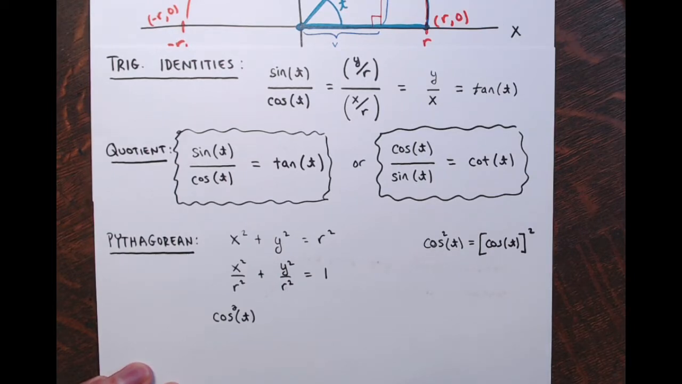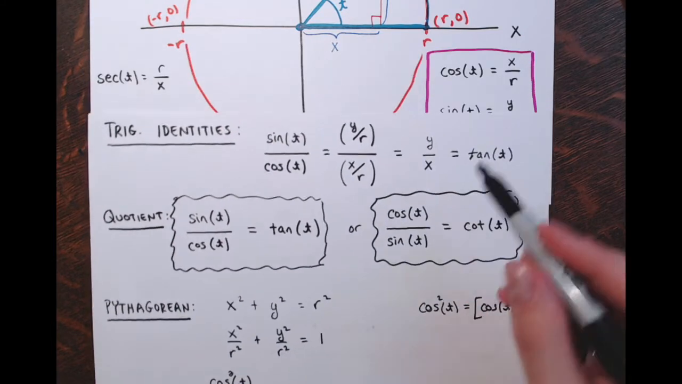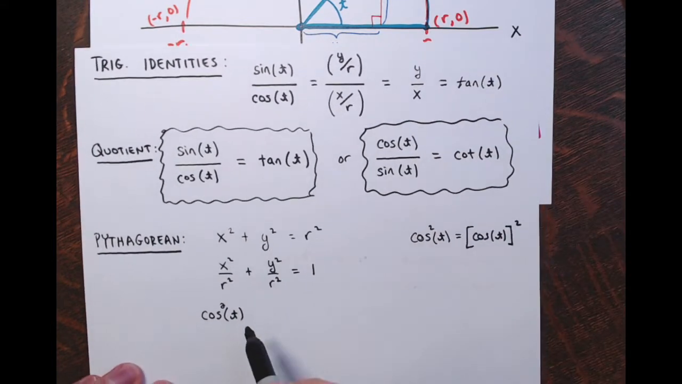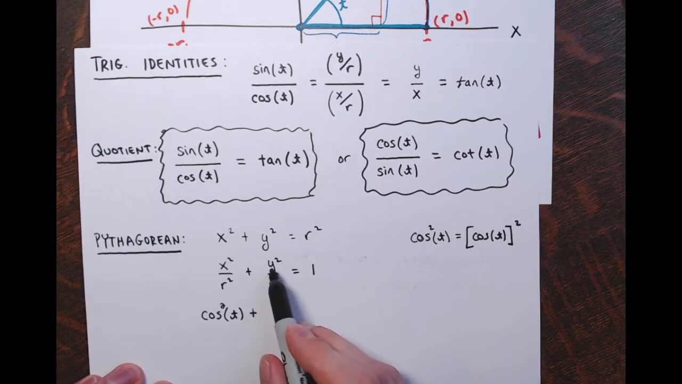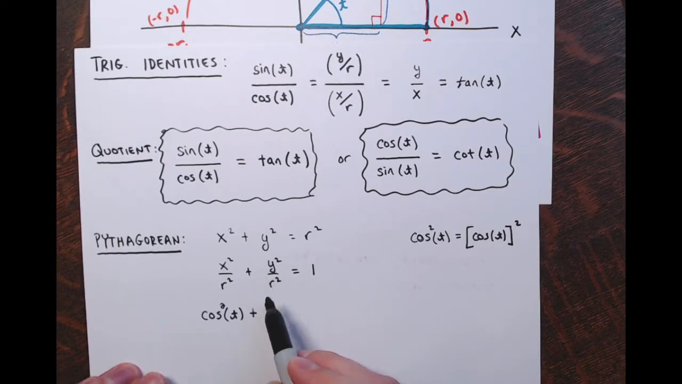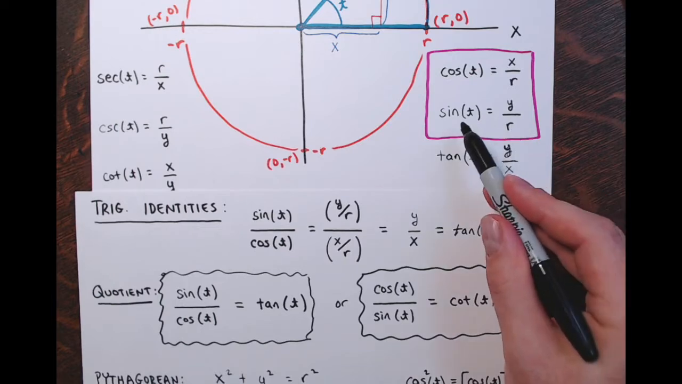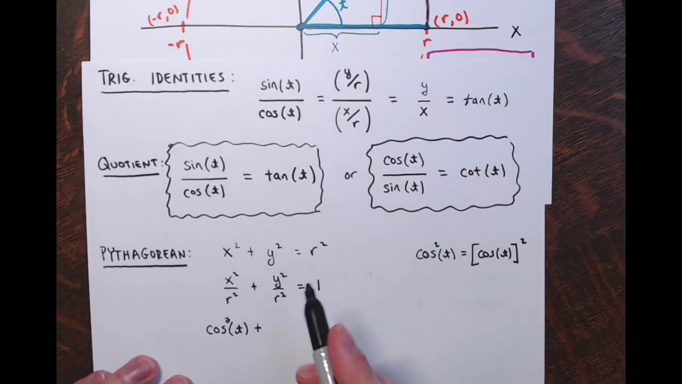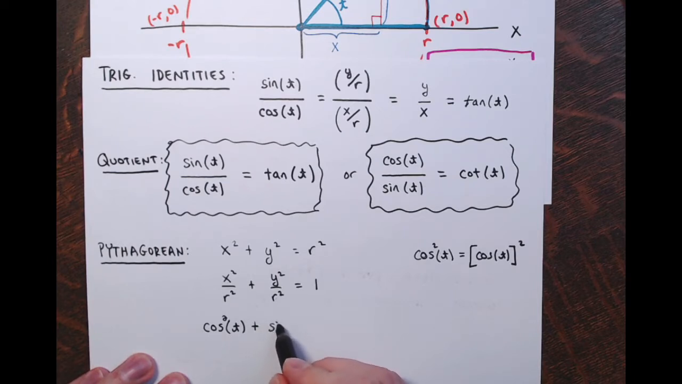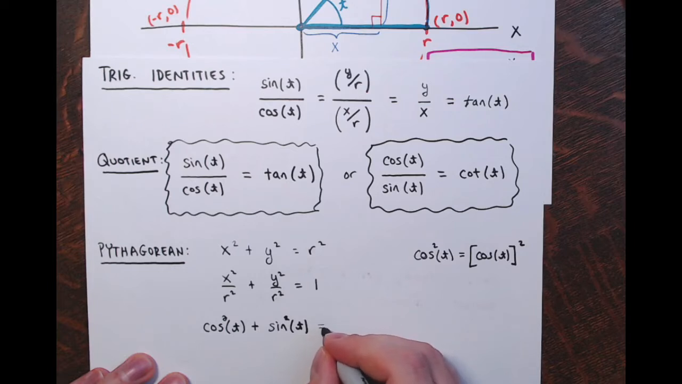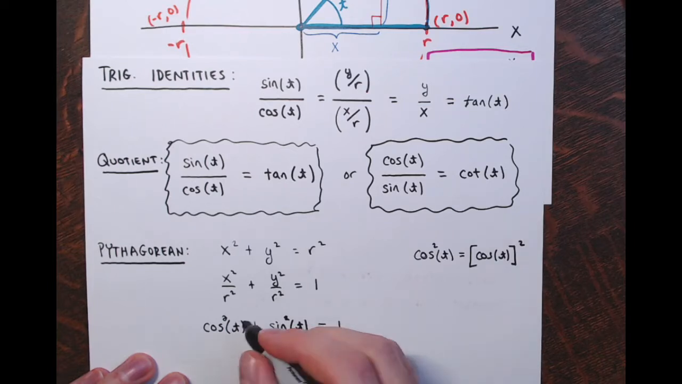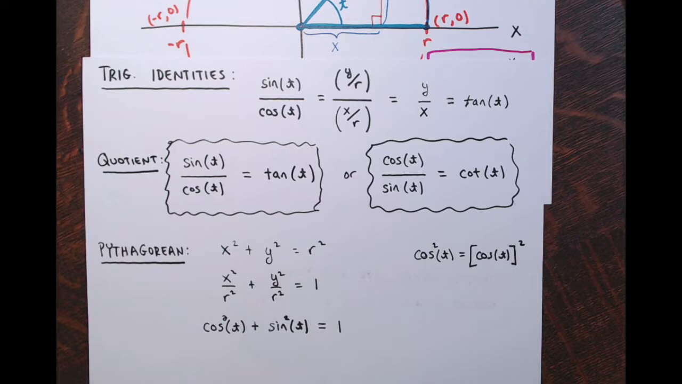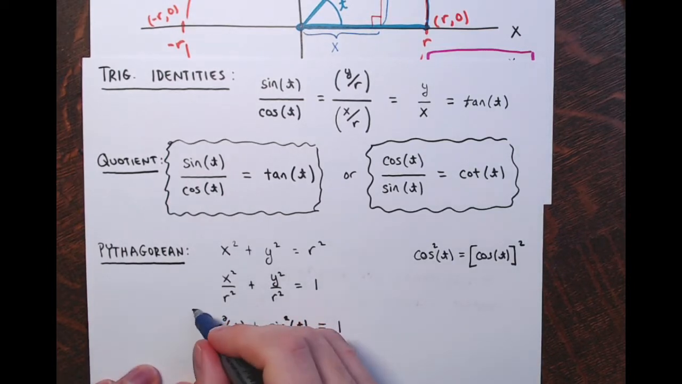So this x squared over r squared is cosine squared of t, plus, and then y squared over r squared, the second term, that's the sine of t squared. See, y squared over r squared would then be sine squared, the sine of angle t squared. And this is equal to 1. I'm going to put this in a different color box because this is actually coming up in this homework assignment.